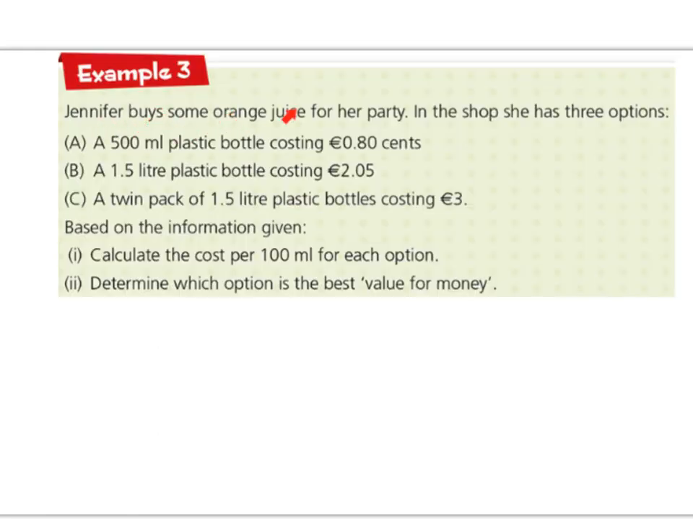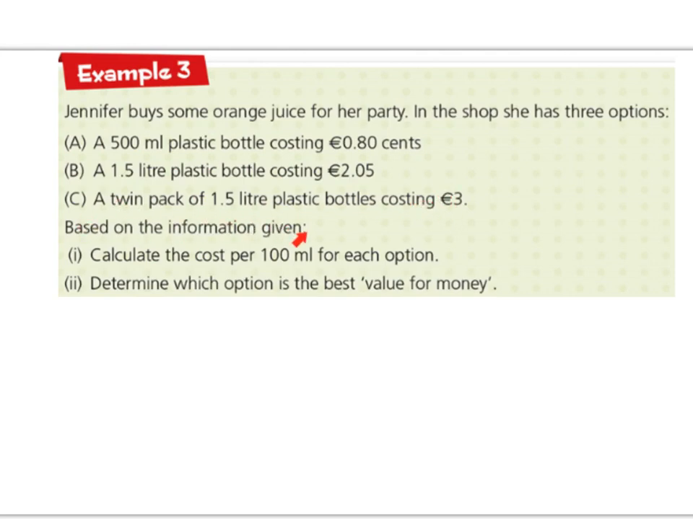Jennifer buys some orange juice for her party. In the shop, she has 3 options. Option A, she can get a 500ml plastic bottle which costs 80 cents. Option B, she can get a 1.5 litre plastic bottle which costs €2.05. Or option C, she can get a twin pack of 1.5 litre plastic bottles costing €3.